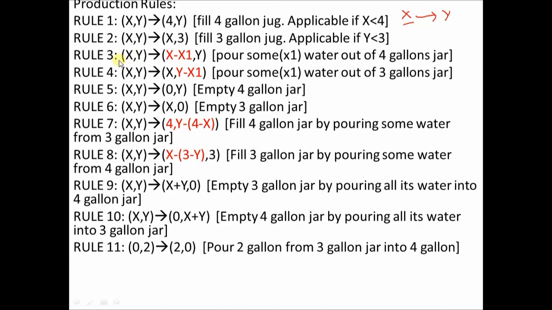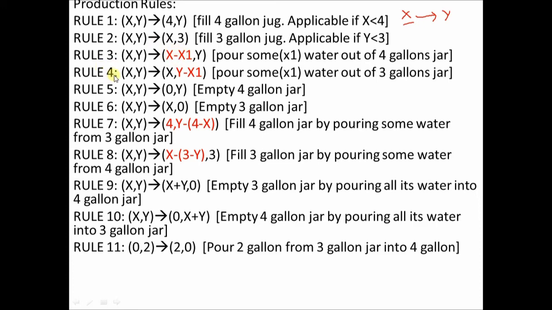Initially the 4-gallon jar contains x amount of water, right? After x1 amount is removed from the 4-gallon jar, the amount now present is x minus x1. Suppose x was 3, that means the 4-gallon jar contained 3 gallons of water, and suppose out of this 3 gallons, 1 gallon is removed.